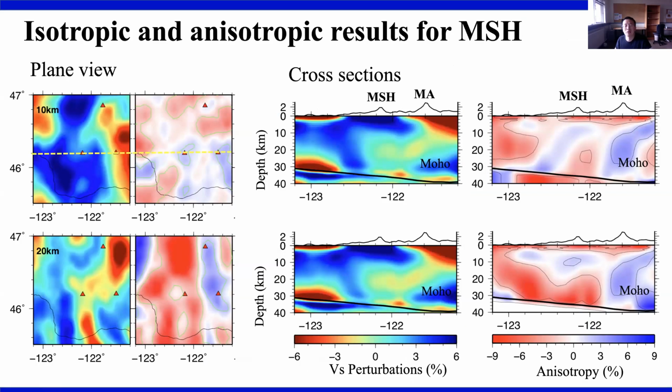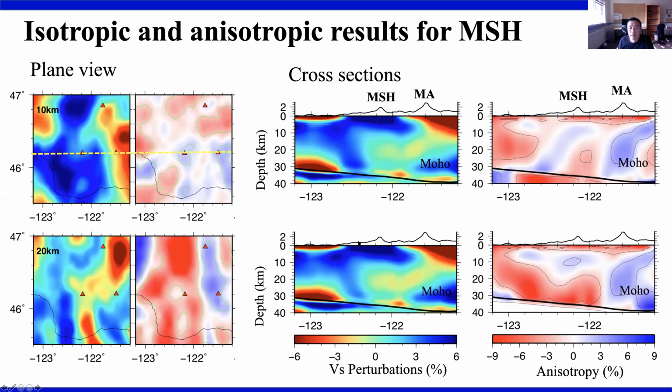And here are the results. Isotropic and anisotropic results, showing both plane view and cross sections. In plane view, I plotted the isotropic velocity in terms of perturbation. This is the color bar for it. Red means low, blue means high. The right-hand side is the accompanying anisotropic result.